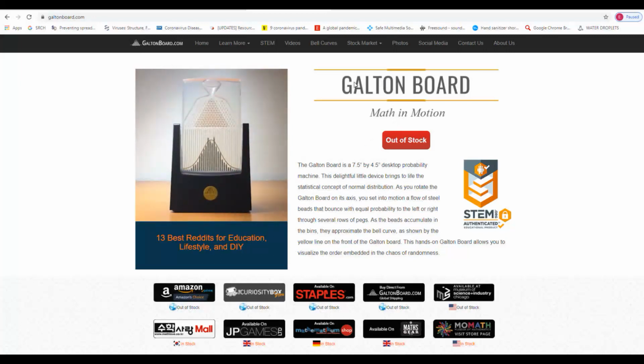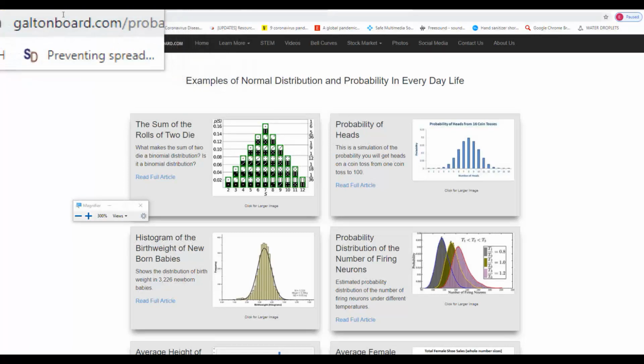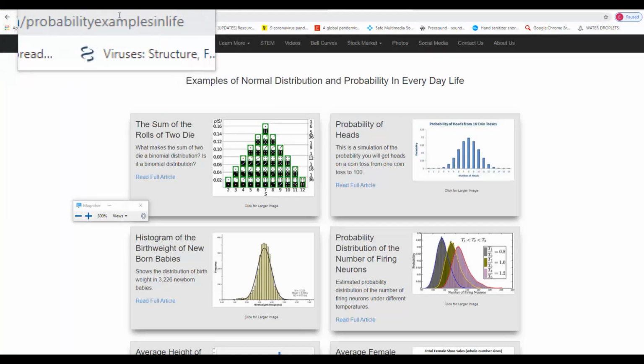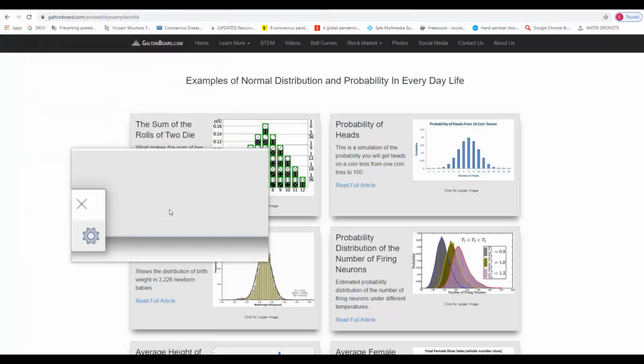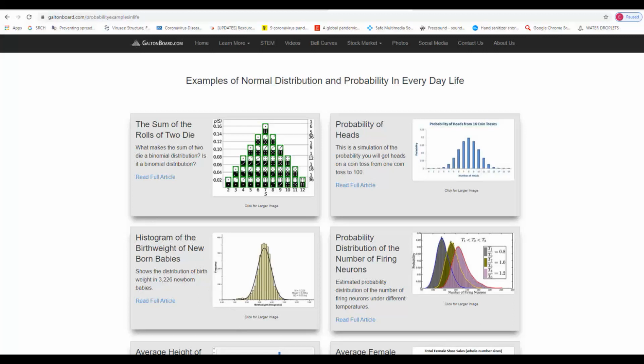Now, this website also provides other examples, so I'm going to switch now to this additional part of the website. Again, I'll show you the URL so that you can go there yourself and look at these examples in greater detail and at greater length than I'm going to cover here. I just want to give you a sense of how many different things are normally distributed, how many different measurements, how many different random variables are normal random variables.